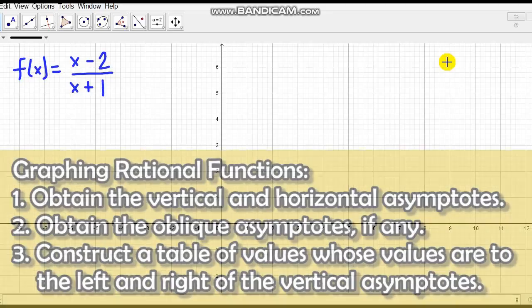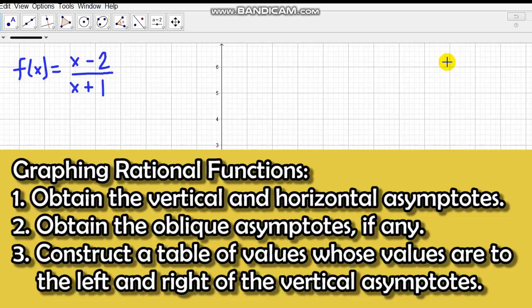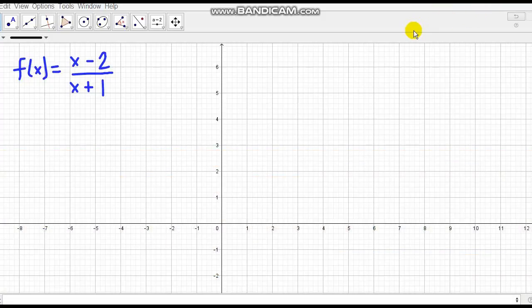The first one is we have to obtain the vertical and horizontal asymptotes. Second is we obtain the oblique asymptotes, if any. And third, we construct a table of values whose values are to the left and right of the vertical asymptotes. So let's have our example here. f of x is equal to x minus 2 all over x plus 1.